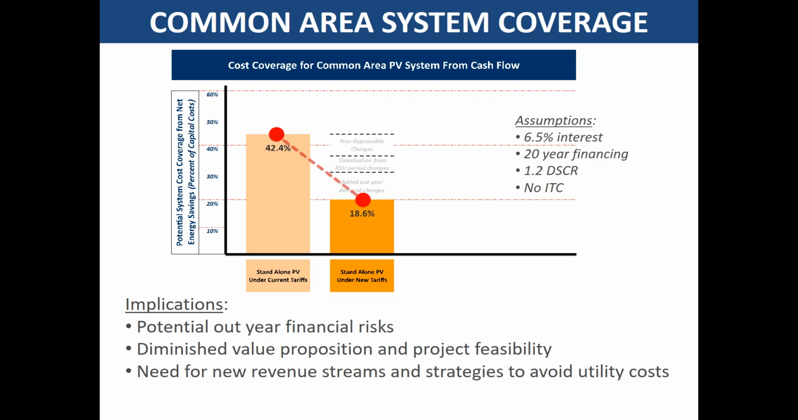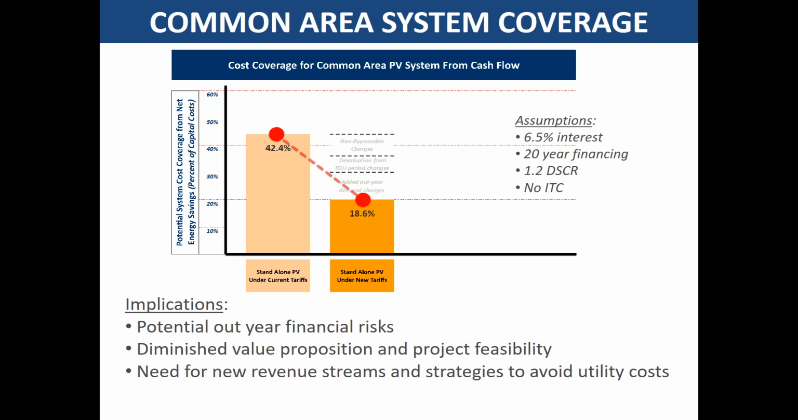To assess the impacts of some of these trends, we looked at the comparative changes in project cost coverage under different utility rate structures. To do this, we estimated the amount of debt that could be supported by the cash flow. And then we estimated the amount of project costs that would be reasonably covered from the energy savings from PV. This is shown in this chart as a percentage of the total project costs.